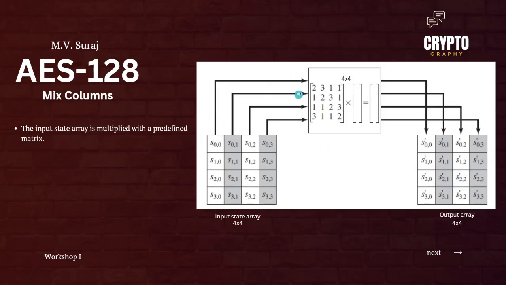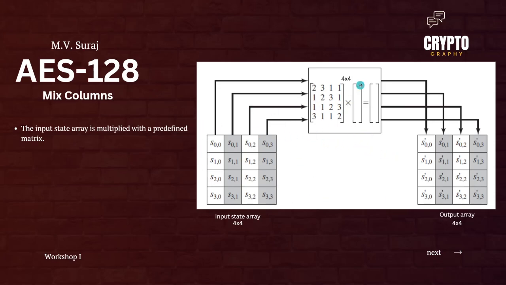Now we have mixed columns. So in mixed columns, you will basically get the input and multiply it with a predefined table. This is our predefined table. This is also going to be 4x4 because our value is also 4x4, which is the input state array. And then you will get the output state array, which is also 4x4 because the matrix size is preserved in matrix multiplication. The input state array is multiplied with a predefined matrix. That's what I have just mentioned here, and that's exactly what's happening in mixed columns. You would basically just perform a multiplication.